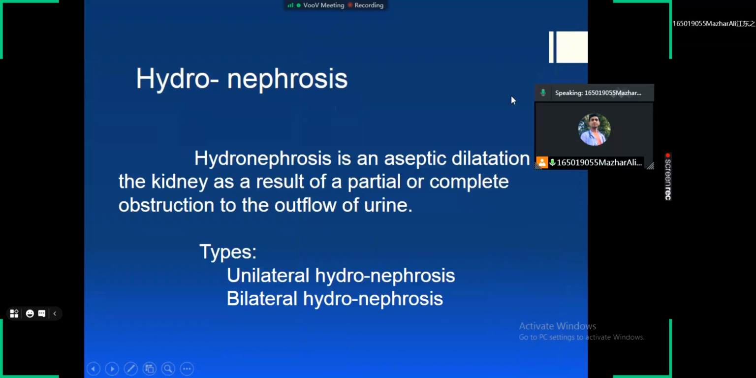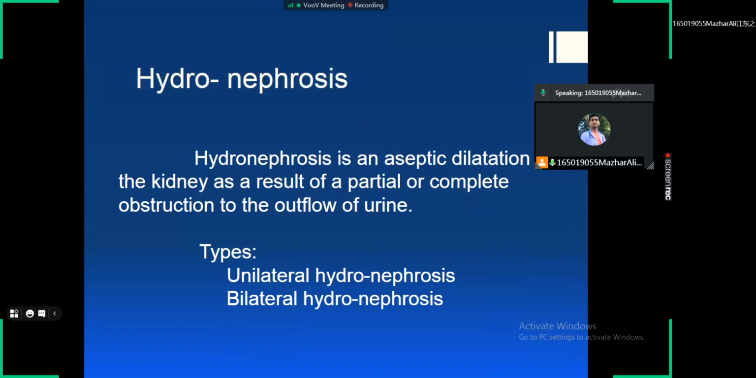Then what are the causes of hydronephrosis? What is the meaning of hydronephrosis? Hydro means water, nephrosis means there is a blockage in the ureter. So water will not move forward. It goes back into the kidney and makes the kidney full of water. So this is hydronephrosis. It's an emergency condition. We have to take immediate action.